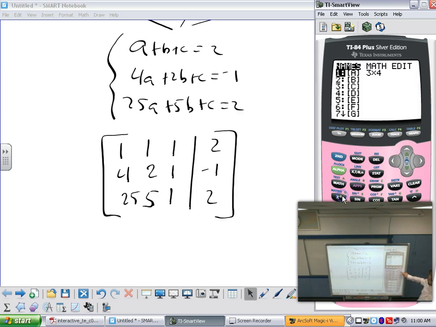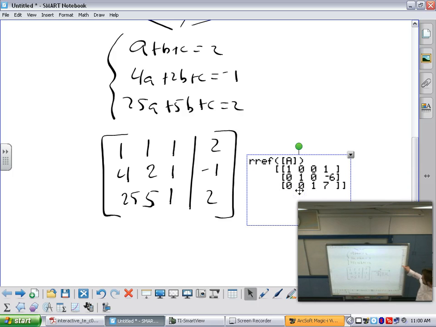I'm going to go second matrix, go to math. Anybody remember where I'm looking? RREF. Do you remember what that stands for? Reduced echelon form. Reduced row echelon form. Pretty close. I would like to put matrix A in that form, and I get this.